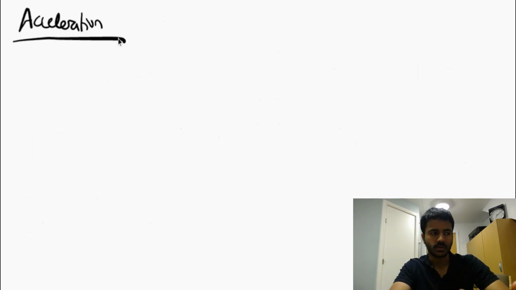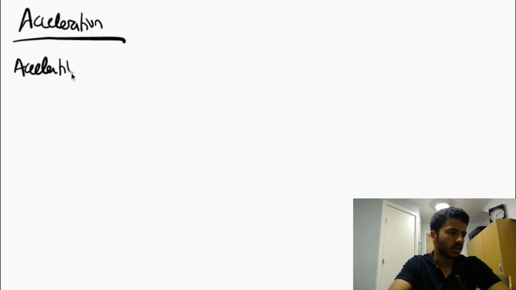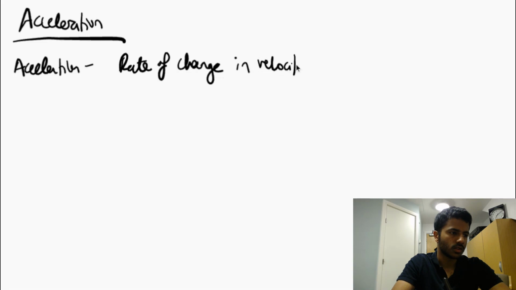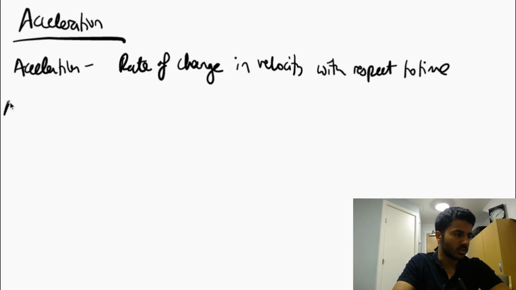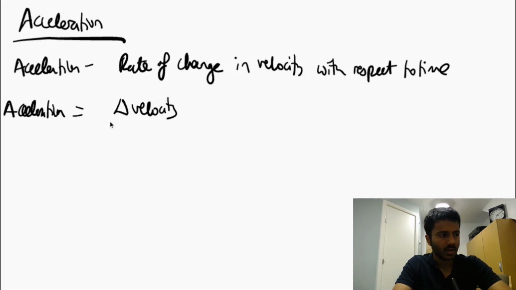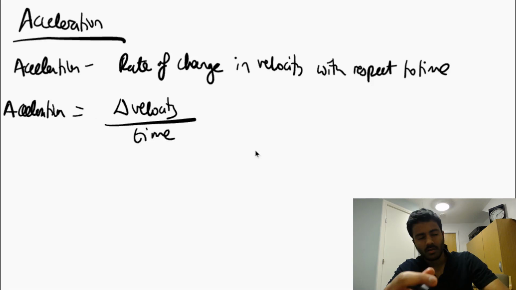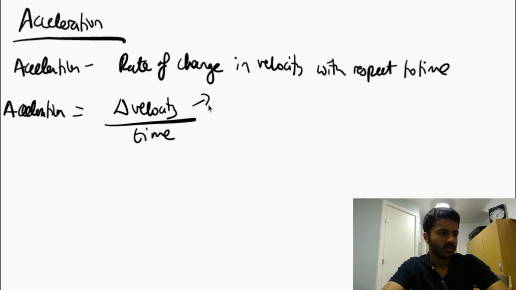Let's look at acceleration. The definition for acceleration is the rate of change in velocity with respect to time. So what that means is you have acceleration is equal to change in velocity over time. That delta sign means change in. We know velocity is a vector. We know time is a scalar.